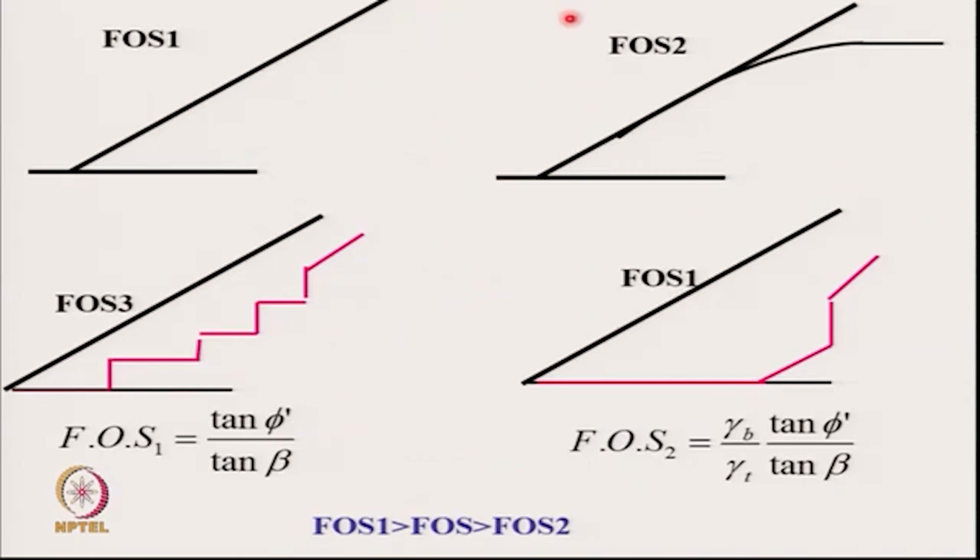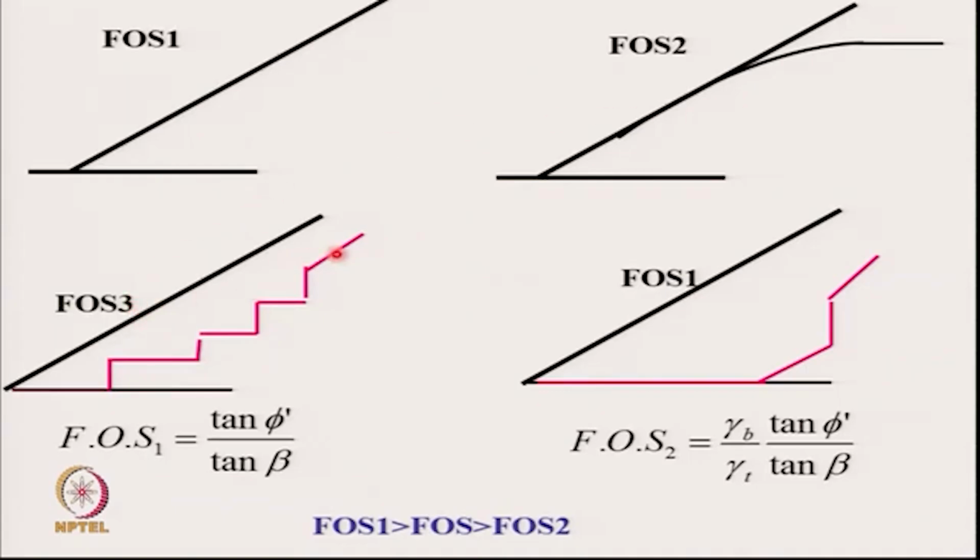If the upstream reservoir is full and for some reason there is no internal drain, then the phreatic line will come and join the downstream slope. So flow here is parallel to the outer slope. So the factor of safety in this case becomes gamma b by gamma t, tan phi dash by tan beta. So this has a high factor of safety and this has a low factor of safety.